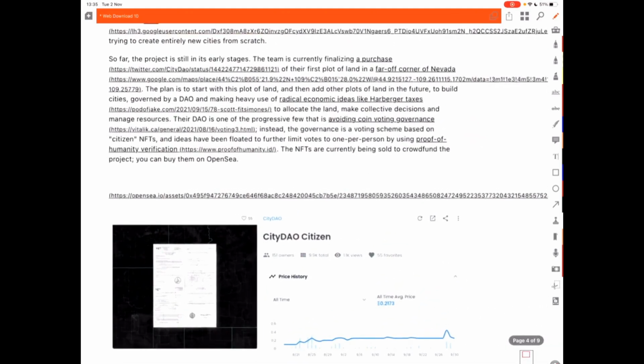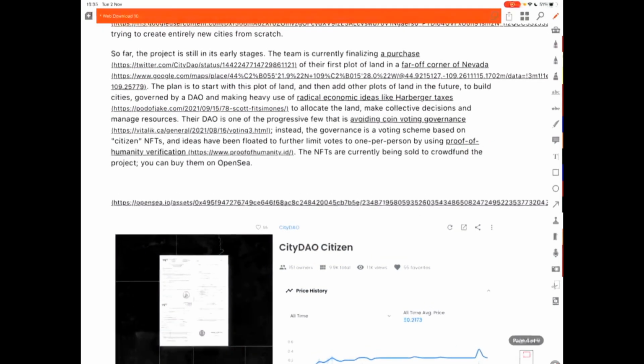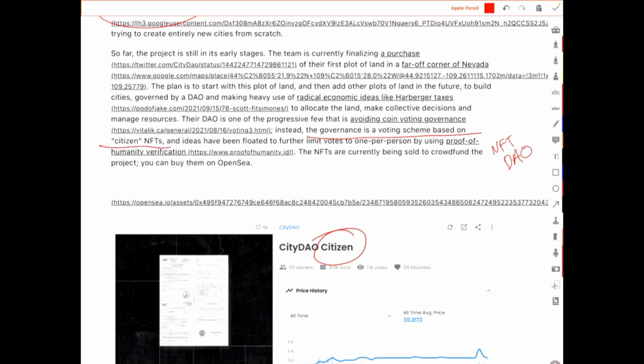I'll try and persuade them to use our NFT voting tools, because I know for a fact with people who've done more work on that than anyone else, they might want to build it themselves. I don't know. So yeah, you can see their governance is a voting scheme based on citizen NFTs. And they're using Harberger taxes. I don't know how, but we've also built our yield mechanism that runs on Harberger taxes.